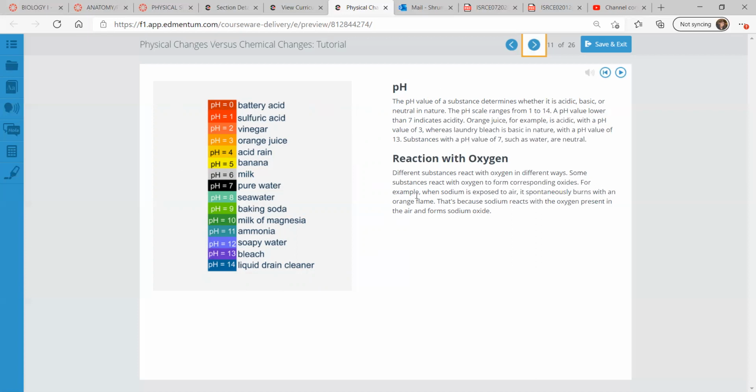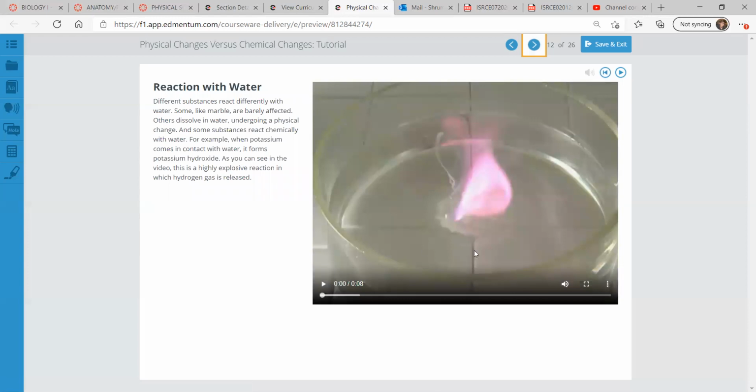Reaction with oxygen: different substances react with oxygen in different ways, and sometimes they form corresponding oxides. When sodium is exposed to air, it spontaneously burns with an orange flame. That's because sodium reacts with the oxygen present in the air and forms sodium oxide.